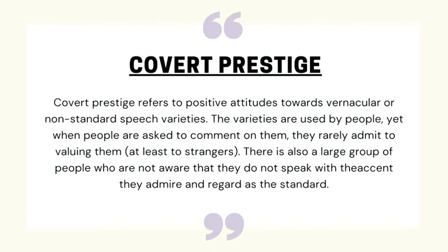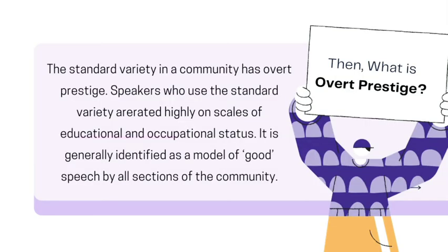There is also a large group of people who are not aware that they do not speak with the accent they admire and regard as the standard. Overt prestige. The standard variety in a community has overt prestige. Speakers who use the standard variety are rated highly on scales of educational and occupational status. It is generally identified as a model of good speech by all sections of the community. Received Pronunciation, or RP, is the example of the overt prestige accent.